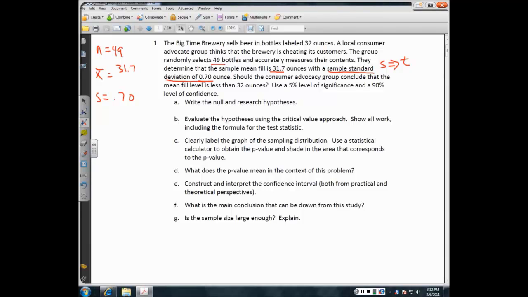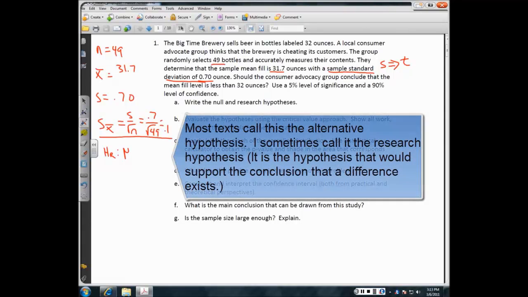I'm going to go ahead and calculate then the standard error, but now it's S_x̄ because we have sample standard deviation. S divided by the square root of n is 0.7 divided by the square root of 49. And I believe that's going to be 0.1. Yes, 0.1. By the way, it says then, can we conclude that the population mean is less than 32?